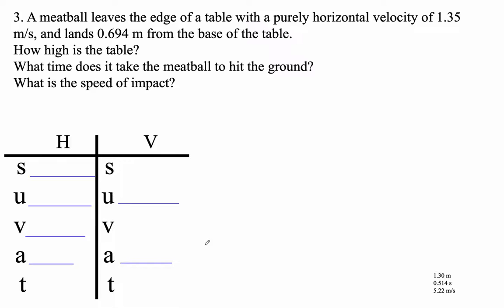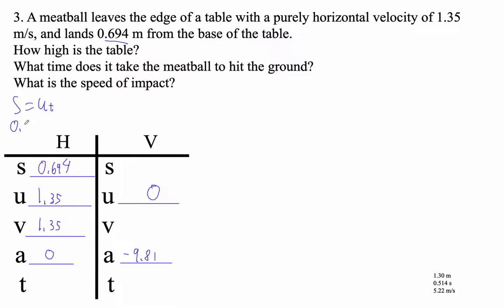Okay, so let's see. 0.694, that's how far horizontally we land. The 1.35 are these guys. This guy's 0, this is negative 9.81. And then that's 0, right? Okay, I think the way this is going to play out, we're going to solve this horizontal side first, right? So S is UT, right?